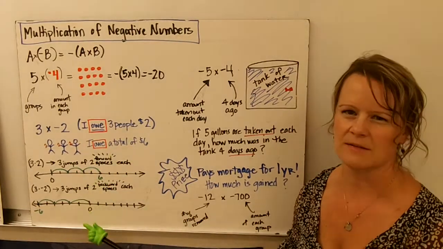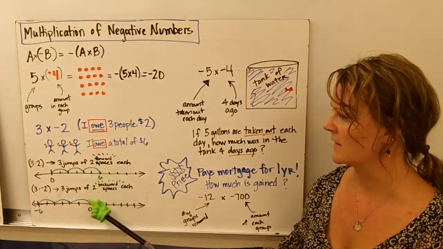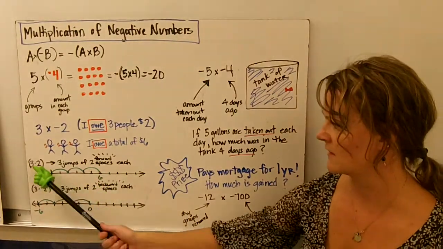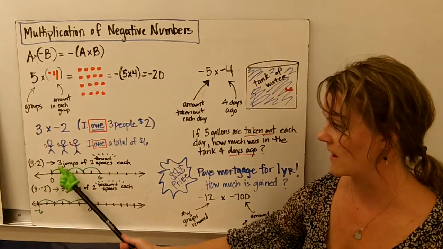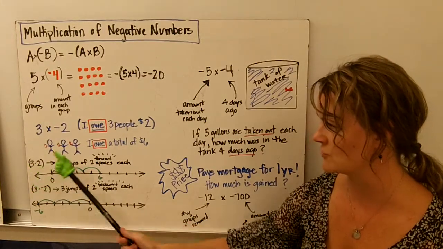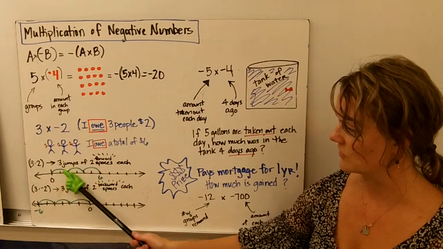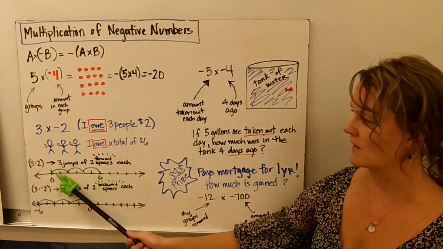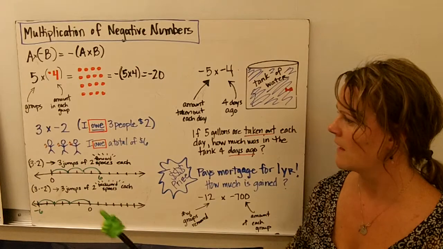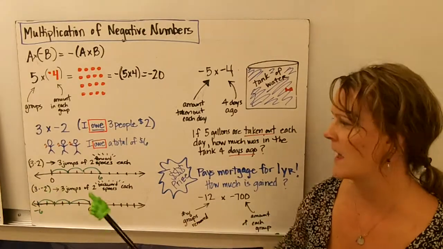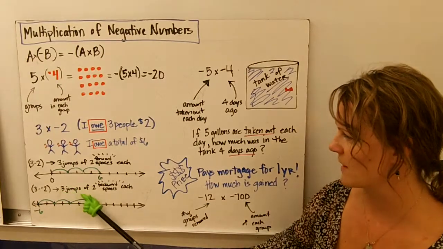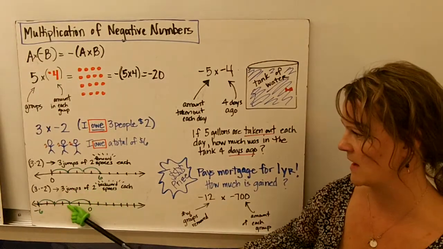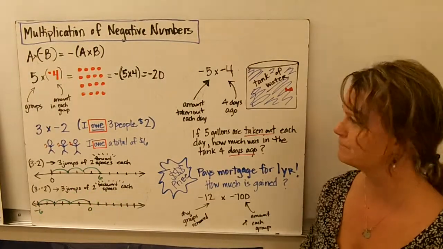I also like to think of this as modeling it on a number line. So in this case, if we just have a positive times a positive, 3 times 2, we can think of that as taking 3 jumps of 2 forward spaces each. And you can see that that's what I'm doing here, and I end up at positive 6. But if I'm thinking of my negative then as backward spaces or backward jumps, I can take 3 jumps of 2 backward spaces each, and I end up here at negative 6.